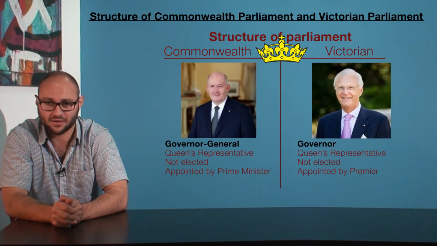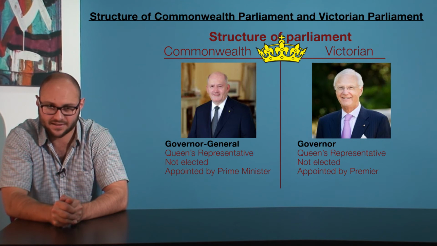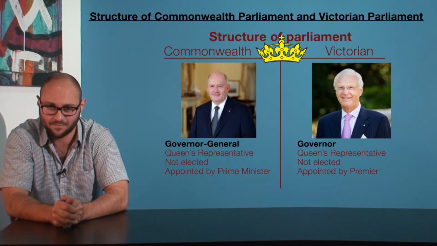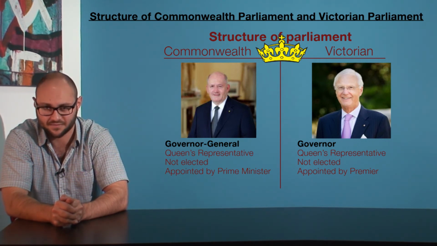Finally, we have the Crown. The Crown means the Queen's representative. The Queen's representative in Australia is the Governor-General. The Governor-General is not actually elected but is appointed by the Prime Minister. Similarly, the Premier appoints the Queen's representative at Victorian level, only here he is known as the Governor.